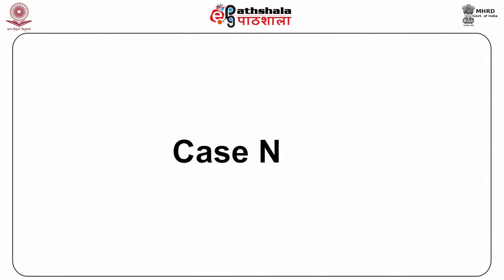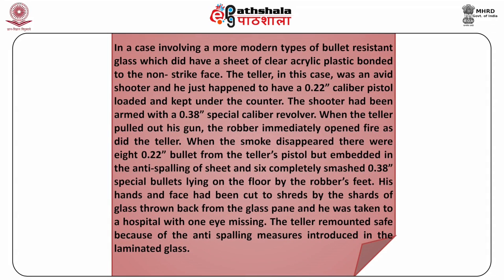Now let us discuss case number 3. In a case involving a more modern type of bullet-resistant glass, which did have a sheet of clear acrylic plastic bonded to the non-strike face, the teller was an avid shooter and he just happened to have a .22 caliber pistol loaded and kept under the counter. The robber had been armed with a .38 special caliber revolver. When the teller pulled out his gun, the robber immediately opened fire, as did the teller.